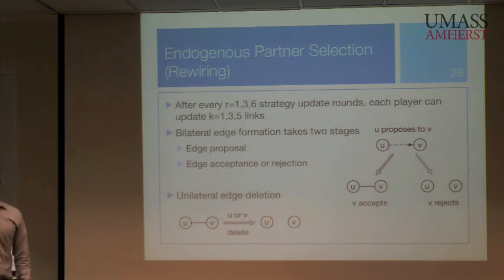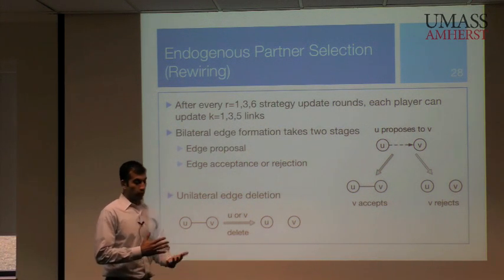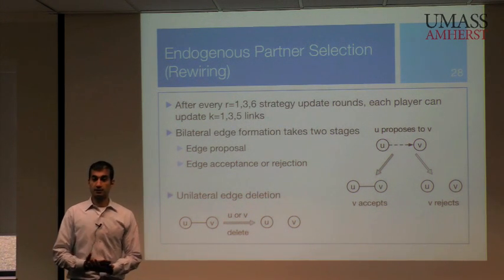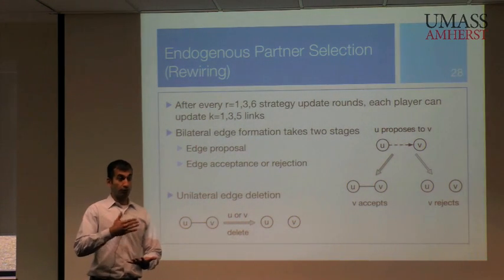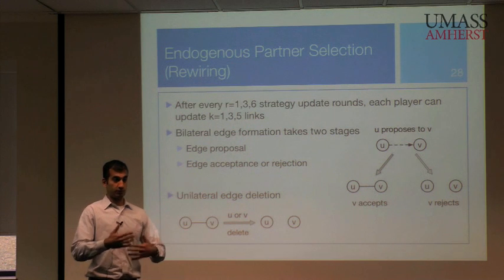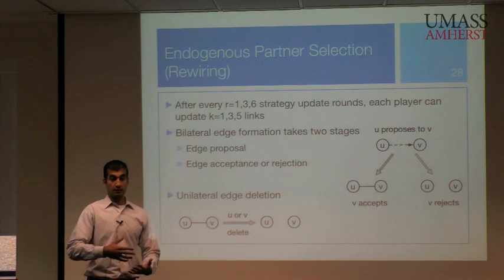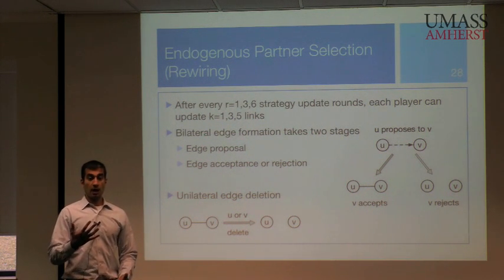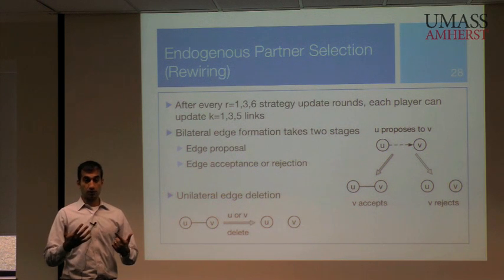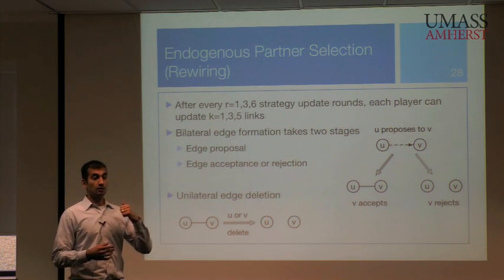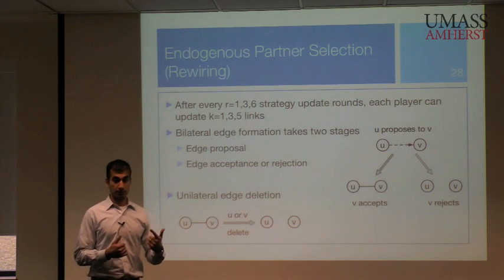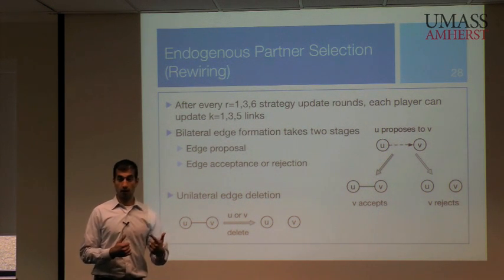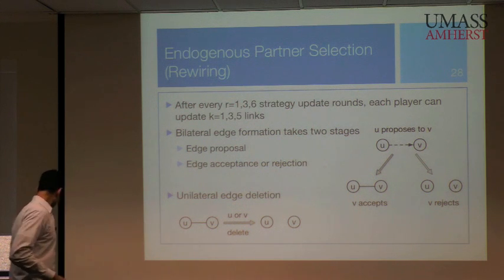I'll tell you that in the next slide. Here's what I want to say. So let's say they were in a treatment where they could rewire 5 links after every 3 rounds, right? What would happen is after round 3, we'd do our strategy updates for the first 3 rounds, right? Then I would get 5 opportunities to propose or delete. So the number of proposals plus the number of deletes has to be at most 5. That's my budget. Make sense?